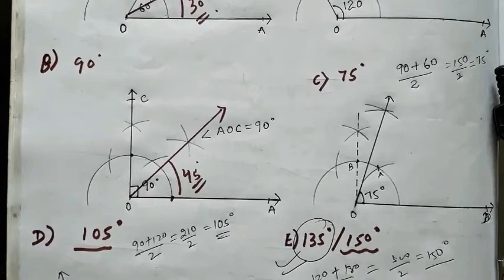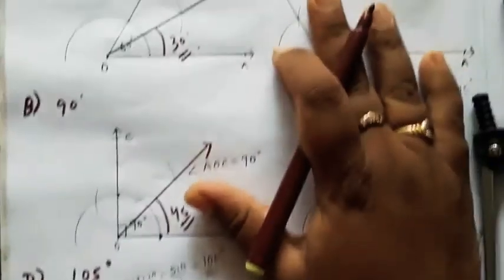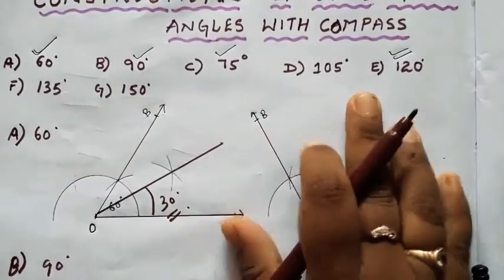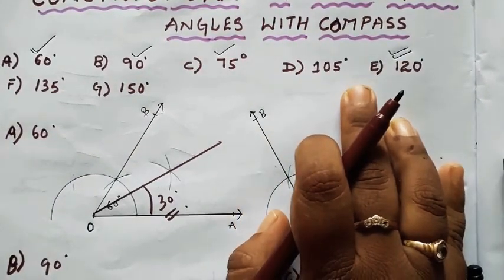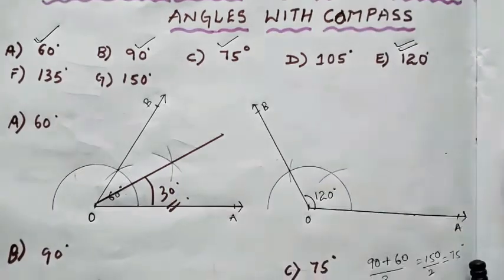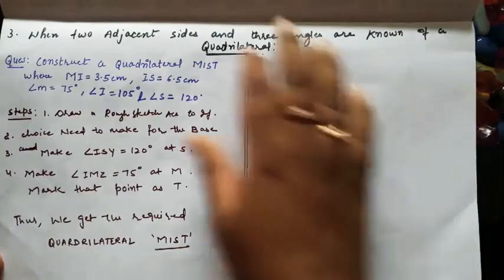In a similar way you can get a bisector or half of any of these special angles at your own level. Try to do it at your own level. If not, you can ask me again. Okay, now let's move to the third condition.